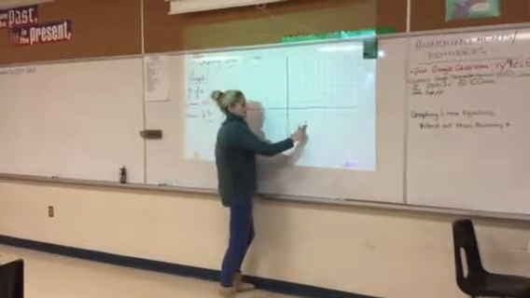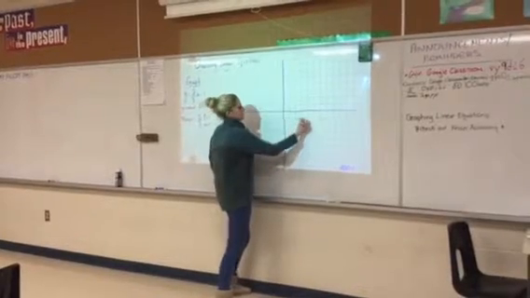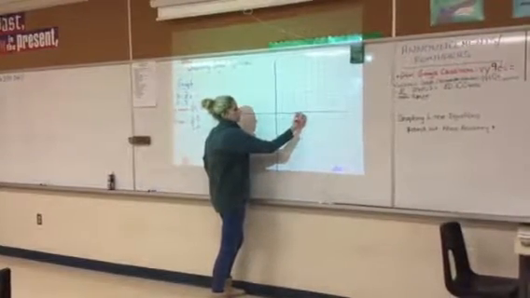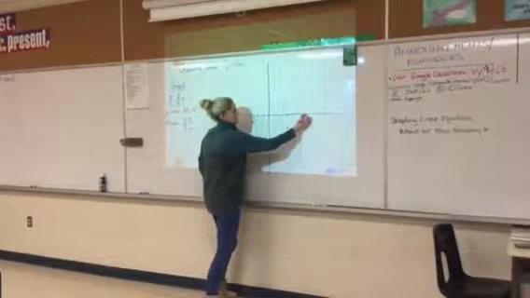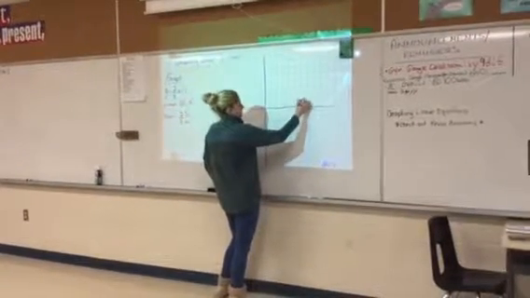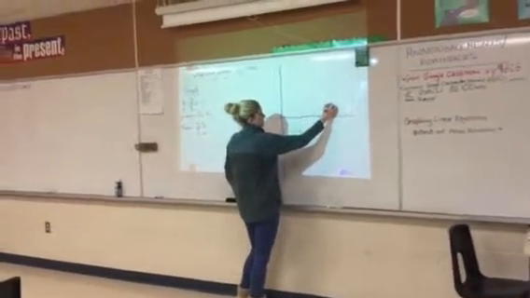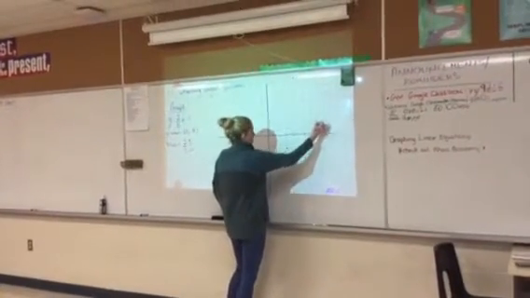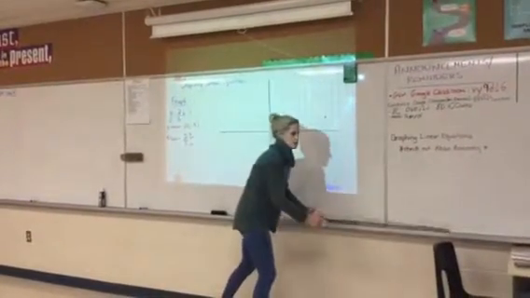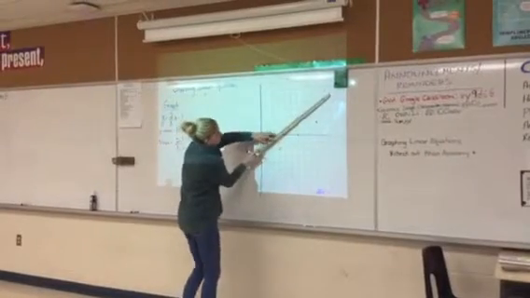Okay, so my next step is same thing again. Up 2, 1, 2, over 3. 1, 2, 3. You can keep going. Sometimes it's good to do like 3 or 4. Up 2, over 3. Good. Okay? And what do I do? I draw my line.